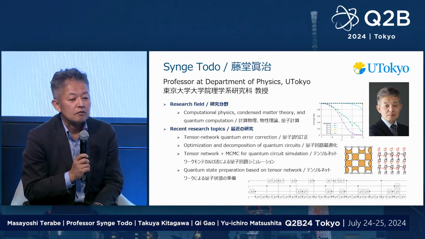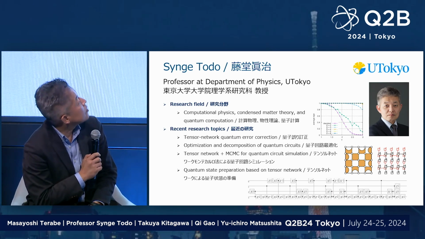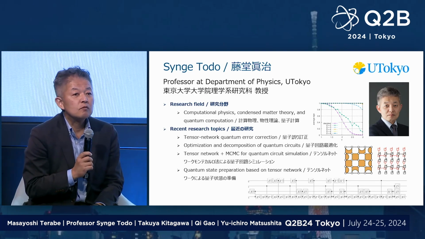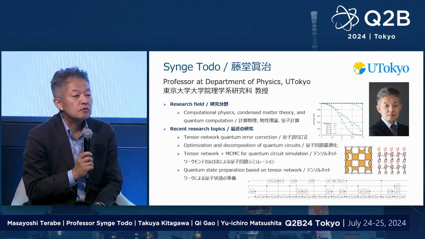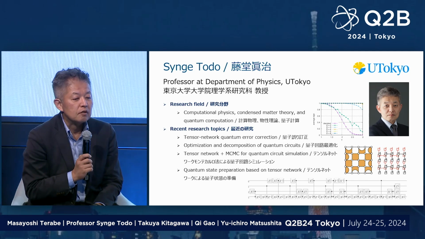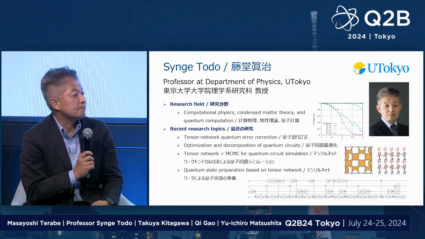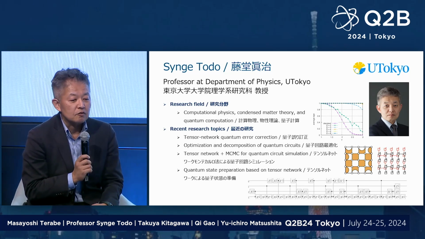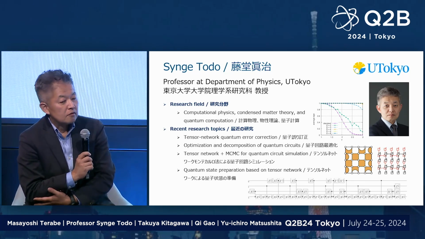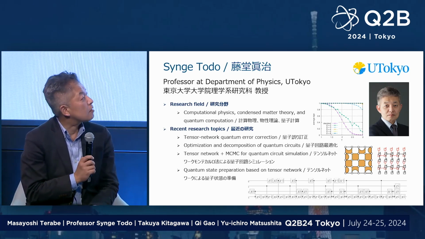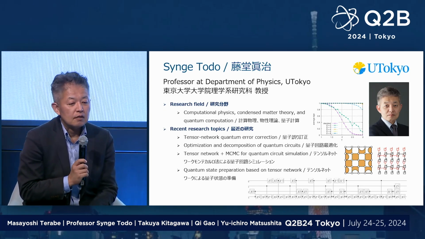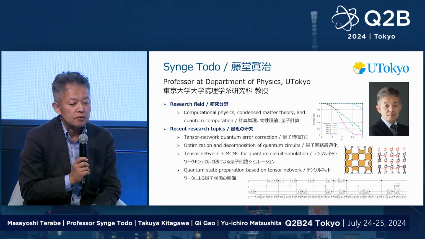I started in statistical physics and supercomputers, and algorithm research and applied research was my expertise. Most recently, quantum computing has come into my portfolio of research topics. What you see on the bottom half is what we do. And quantum error correction is one of the hot topics for today.